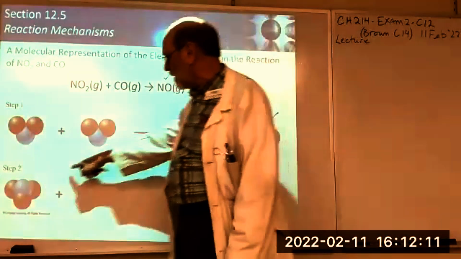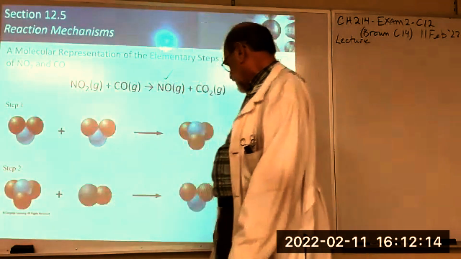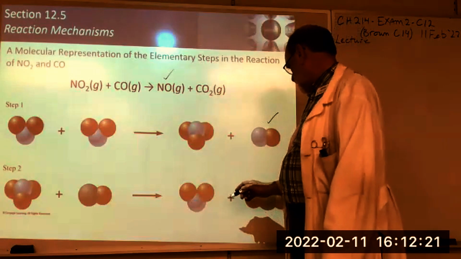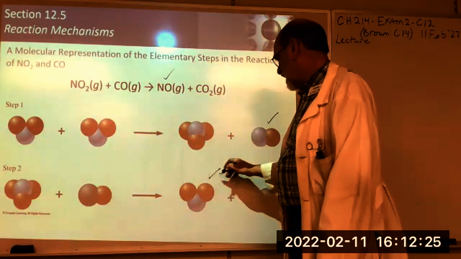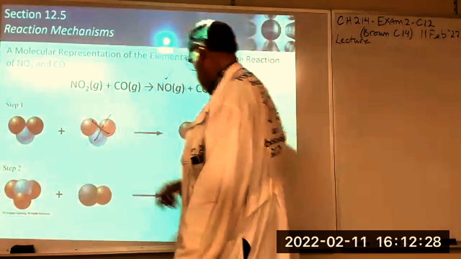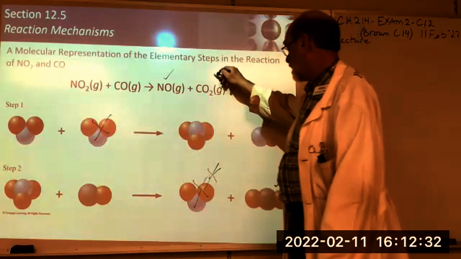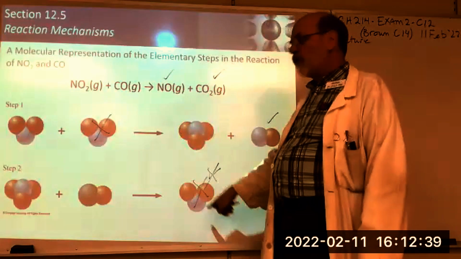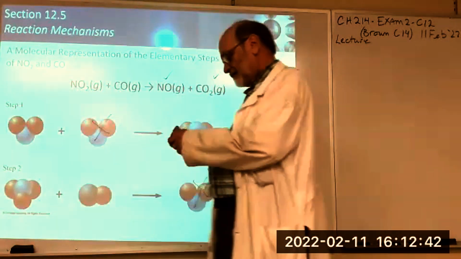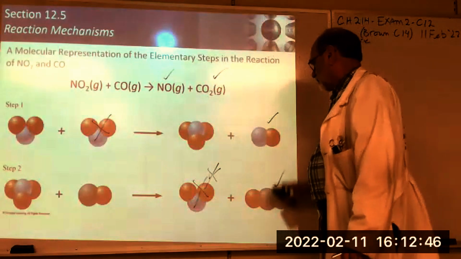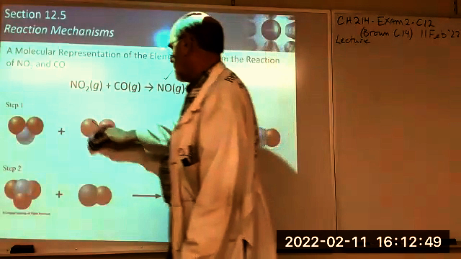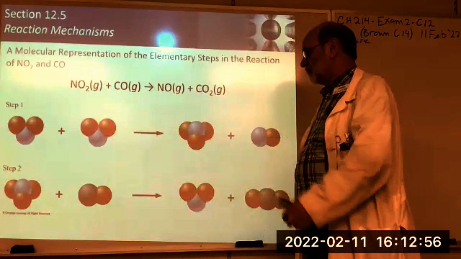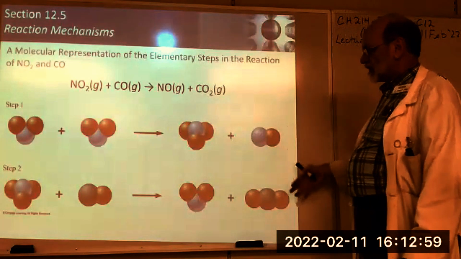But this intermediate goes into the second step and it reacts with the carbon monoxide to produce carbon dioxide and nitrogen dioxide. So notice that we use 2 here, but we get 1 of them back here. So overall, we've only used 1. That's why I put an X through them, because the intermediate doesn't show up in the product. Only 1 of them does in this case. So these are intermediate steps.